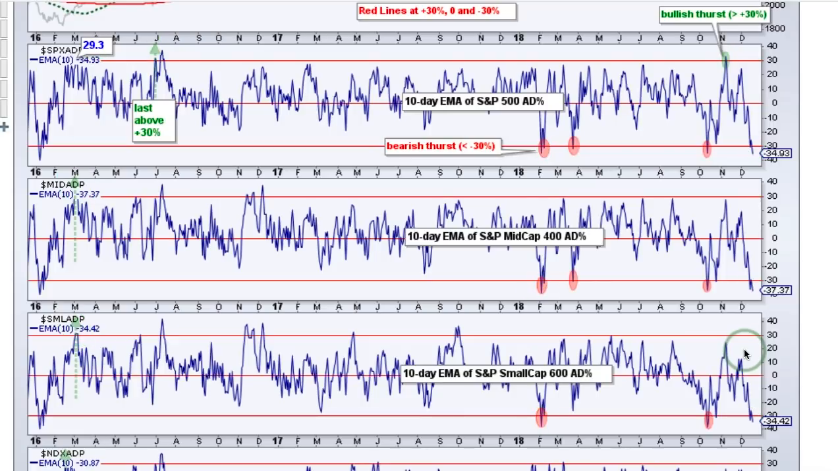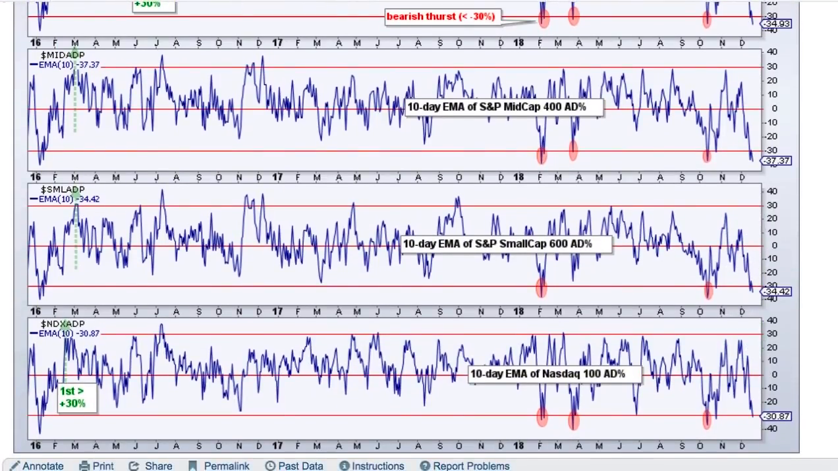Now in the bottom window, I've got the NASDAQ 100. And you can see it had these two bearish breadth thrusts. In between, there was one bullish breadth thrust. But look at that. It didn't get above plus 30% after that bearish thrust in March. And then we got three more bearish thrusts over the last 3 months. So this indicator is net bearish for the NASDAQ 100.